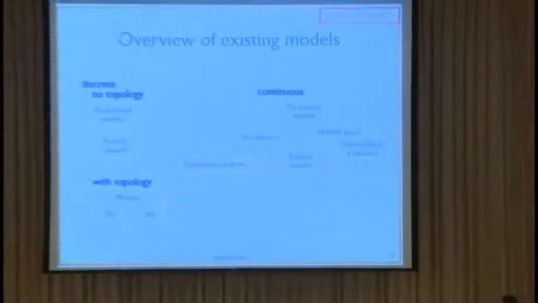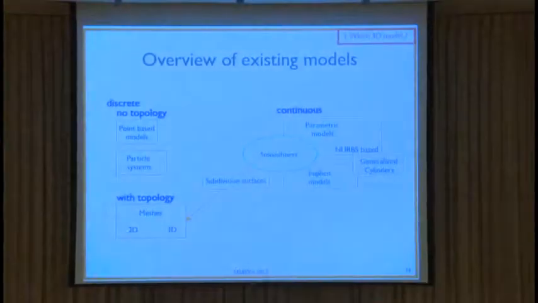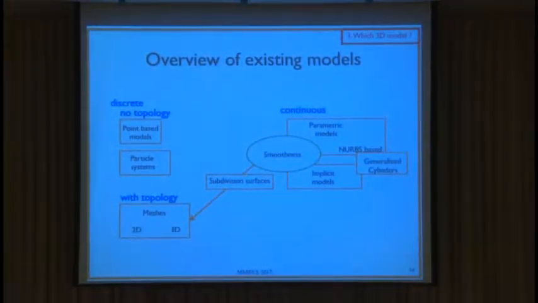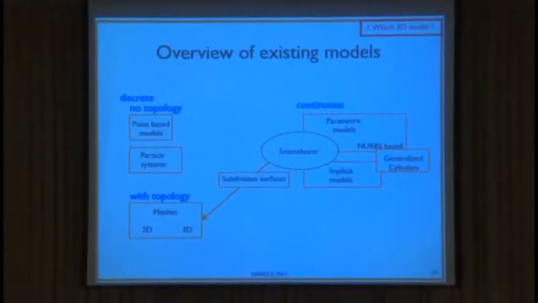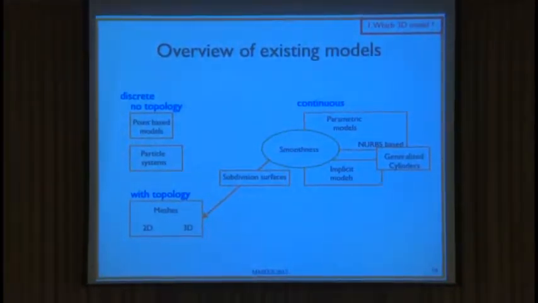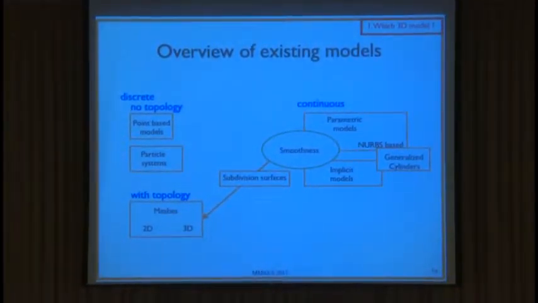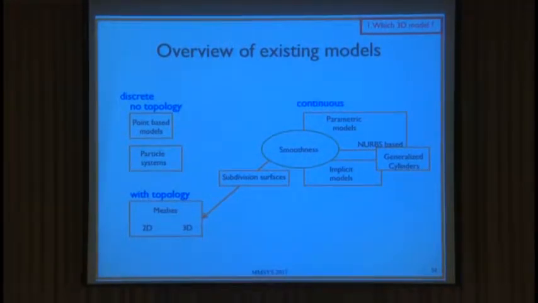So I've done a rapid overview of the different models that are there. There is something I didn't talk about, which are the skeleton-based surfaces, which is a good mix between parametric model, where you have a parametric skeleton curve, and the implicit model, and you define the surface as being a certain distance from this curve.